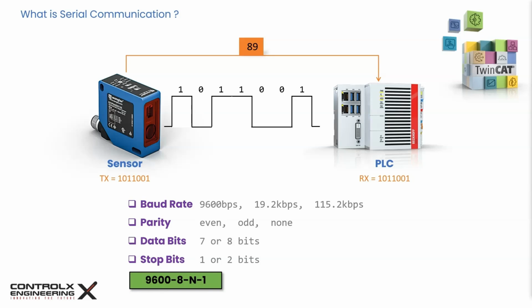In conclusion, when setting up serial communications, ensure that all parameters are identical on both devices to facilitate successful data transmission. Understanding these settings is crucial for troubleshooting and optimizing communications between the devices.